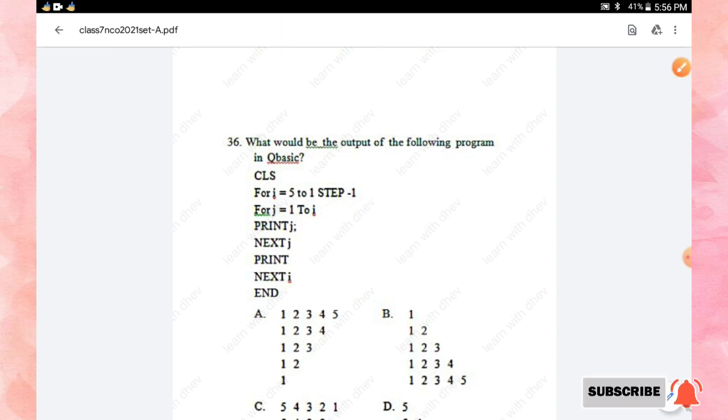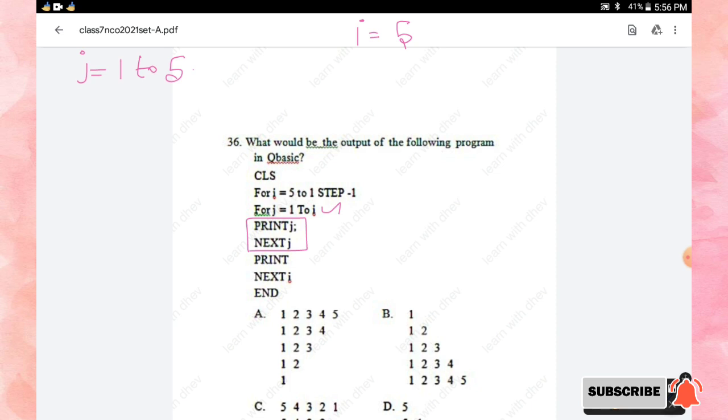So what is 1 to I means? Already the value of I is 5 here. So if this condition is true, it will move on to the inner loop. Here 1 to I means the value of I is 5, no? So 1 to 5. Which means this inner loop is going to be iterated for 5 times and these two are the loop statements, right? Until this inner loop fails, these two statements get executed, right?